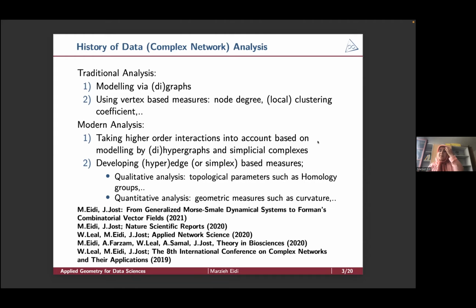For qualitative analysis, topological parameters such as homology groups have become very popular, specifically in the past 10 years, and have been used a lot. For quantitative analysis, geometric measures such as curvature notions are becoming more and more popular, like what Emil just described. I would like to suggest looking at the first reference for people interested in topological data analysis. But in this talk, I would like to concentrate on the geometric side.